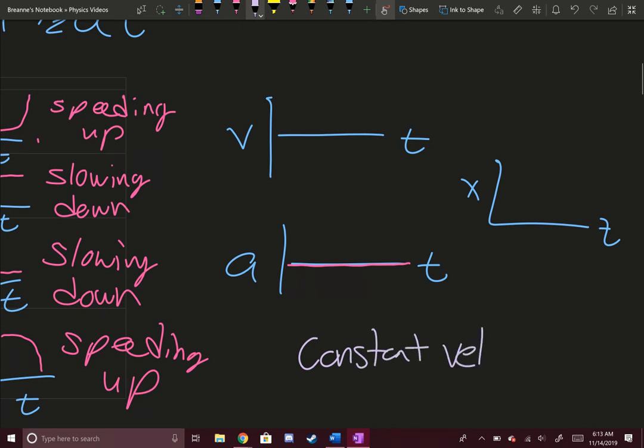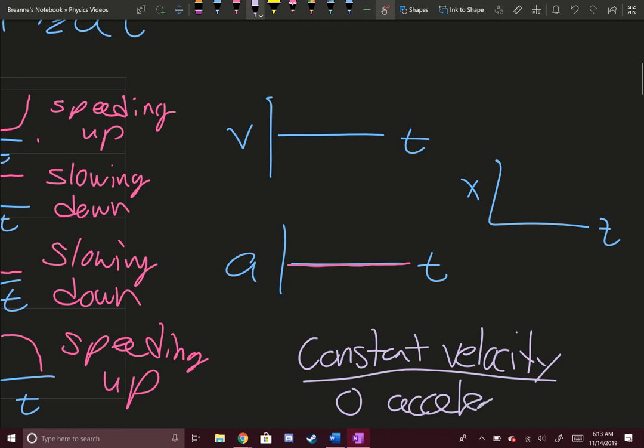If you hear constant speed or constant velocity, you should think zero acceleration. There are two ways this graph can go. If you have zero acceleration, because it doesn't tell you if it's positive or negative, it could be a straight line in the positive direction. It could be a straight line in the negative direction. It could be either one.